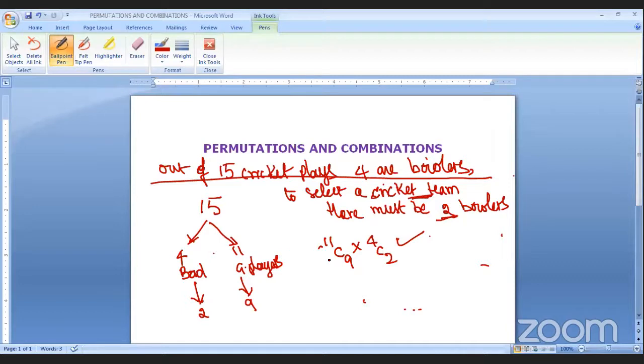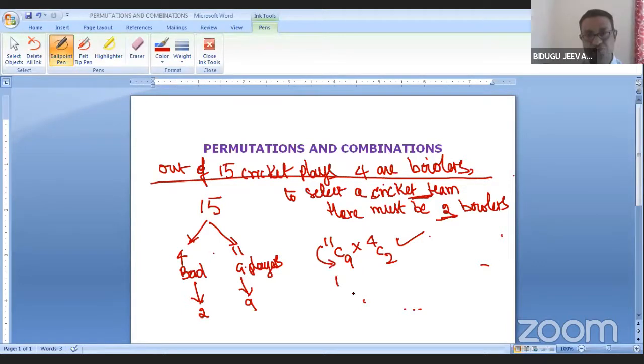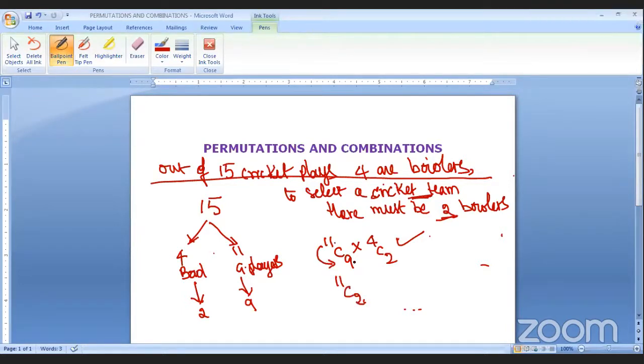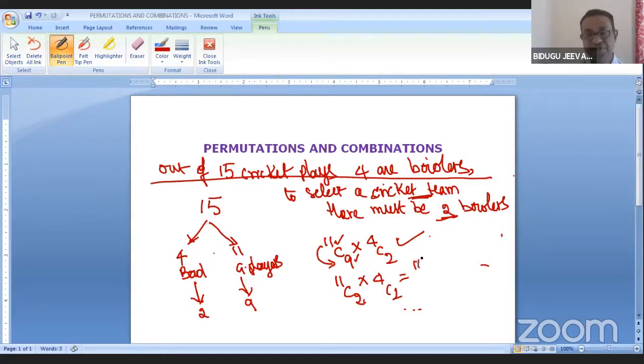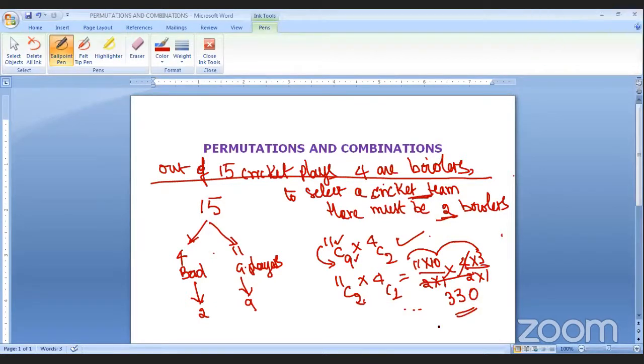11C9 also can be written as 11C2 because it is the same. Simple simplification, right? So 11 into 10 divided by 2 into 1, into 4 into 3 divided by 2 into 1. So my simplification, it is 55 into 6, 330 is the answer. Clear?